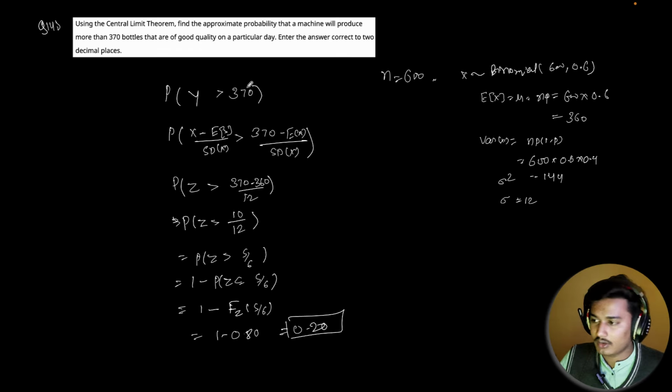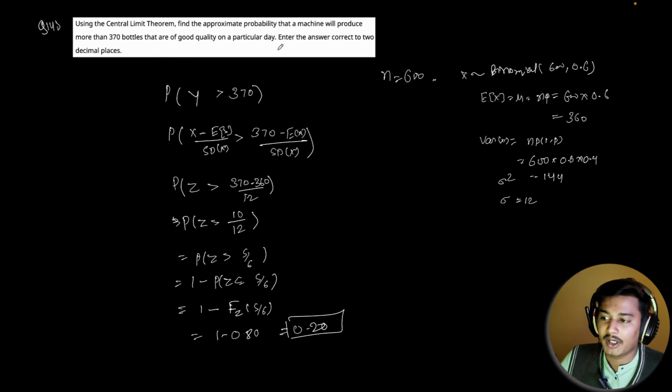Now, following this particular question, using CLT, find the approximate probability that a machine will produce more than 370 bottles that are of good quality on a particular day, and enter the answer correct to decimal places.